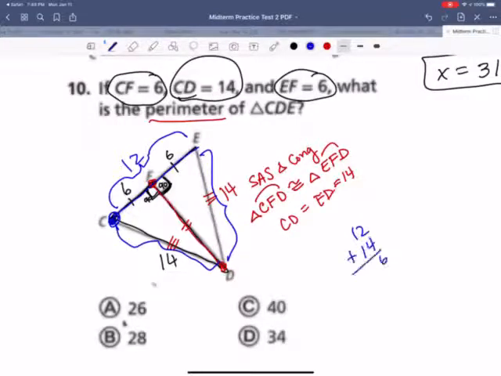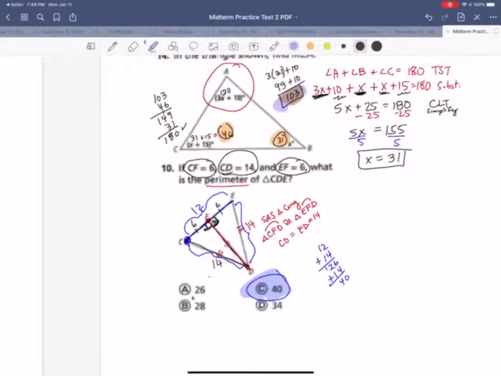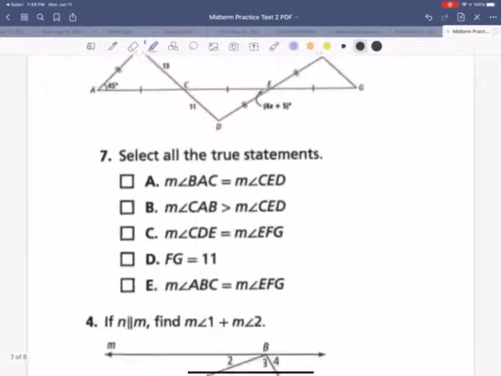So let's add that up. 12 plus 14 and then another 14. I get 40. Nice work, guys. We're getting ready for this test. We're going to be ready.